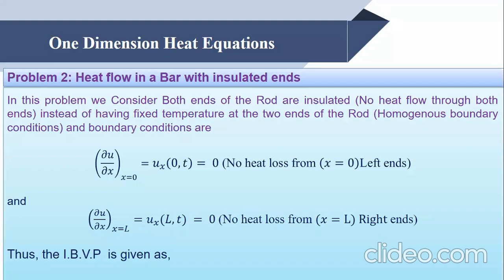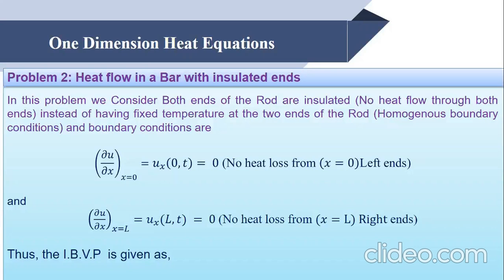So in the previous lecture, we discussed a one-dimension heat equation, problem 1. So what is the difference between problem 1 and problem 2? Problem 1 is based on heat conduction in a bar whose both ends have a fixed temperature. That means homogeneous boundary.